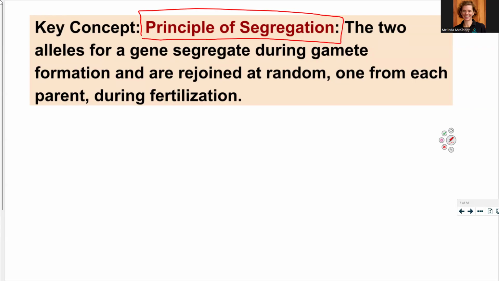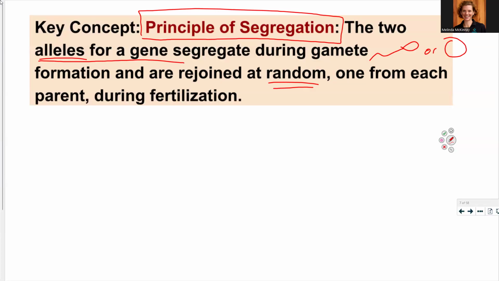So the principle of segregation, that is, you have two alleles for a given gene and they segregate during gamete formation. So in the formation of the sperm or the formation of the eggs, those alleles are going to segregate, and that process is random. Okay, so that's important for determining a method to model it. It's going to be probability, sort of like flipping a coin.